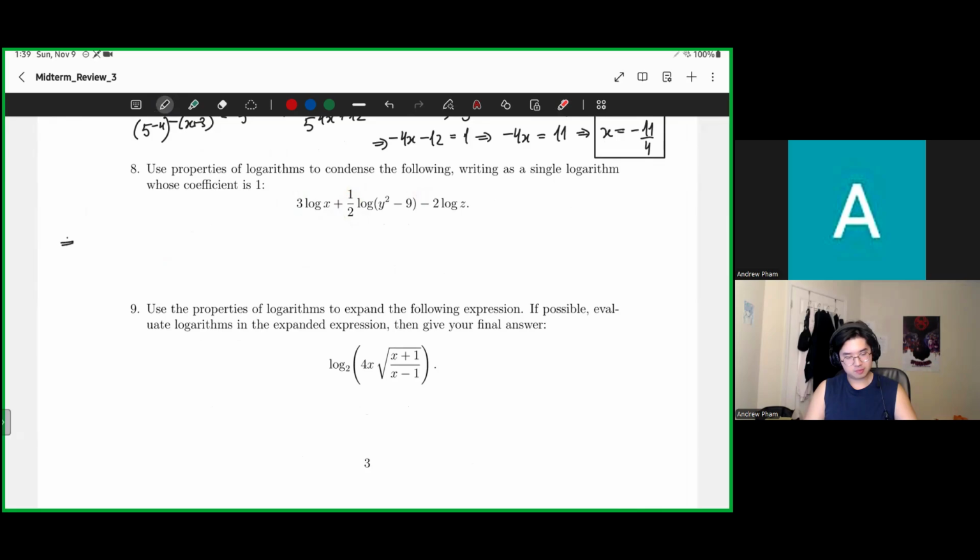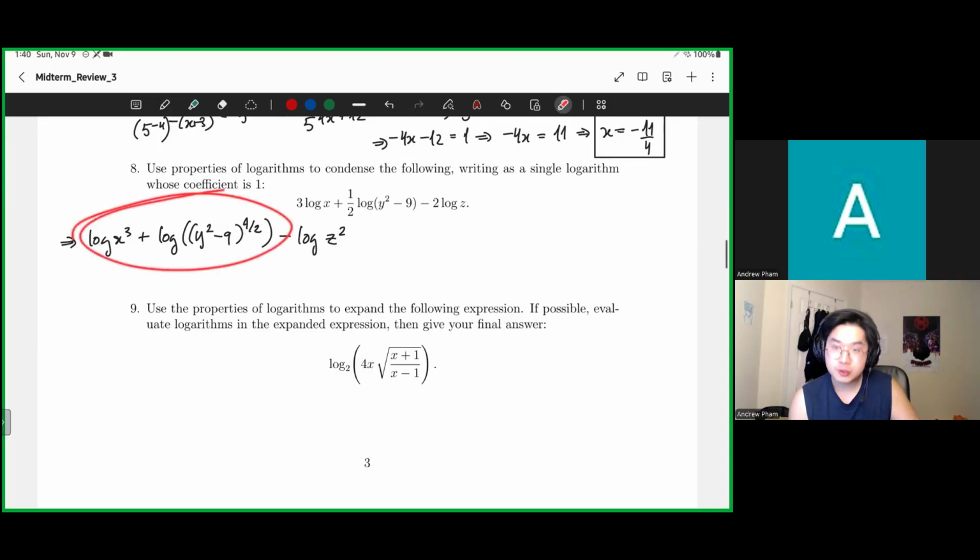So let's do it. 3 log x can be written as log of x to the 3, plus log of y squared minus 9. I push that 1/2 to the exponent, minus log of z squared. Okay?